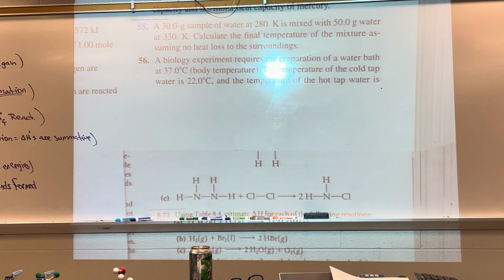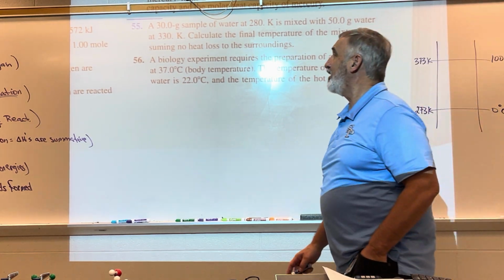This: 30 grams of water at 280 K is mixed with 50 grams of water at 330 K. Calculate the final temperature of the mixture, assuming no heat loss. So let's take 5 minutes or so and see if you can do this. Go ahead and pause the video. You can pause it.